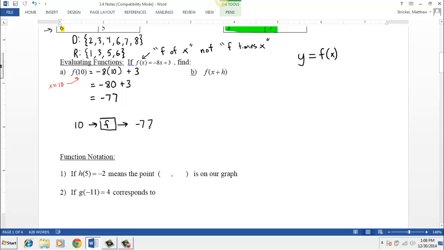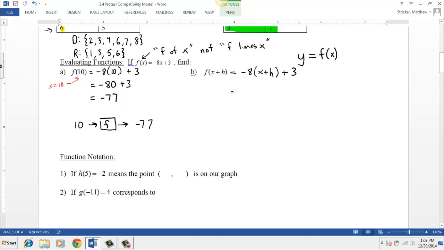Now the next example, part B, is the same idea, but it's slightly different. We don't just have a number as an input. We have a quantity, an algebraic quantity, x plus h, but the way it works is still the same. We still have negative 8 times the input plus 3. And instead of putting a number in here, like last time we put a 10 in there, we're going to put a different input. We're going to put x plus h.